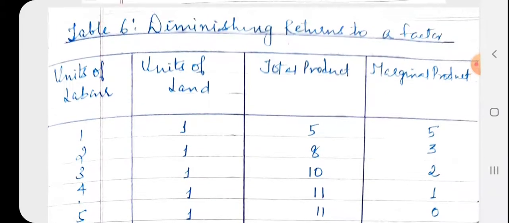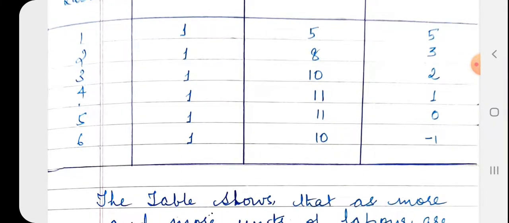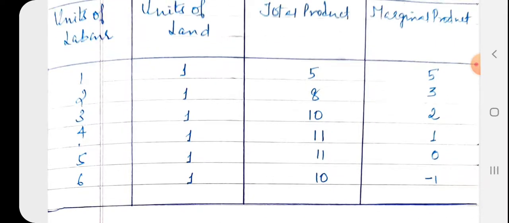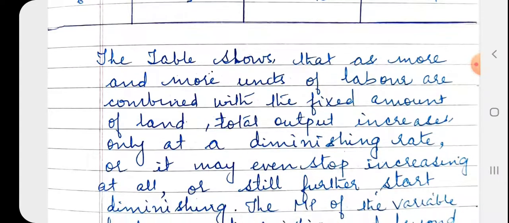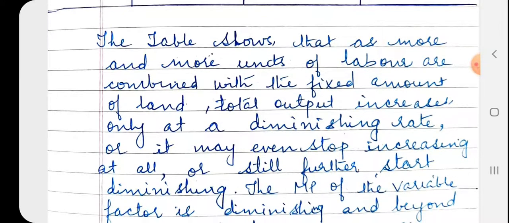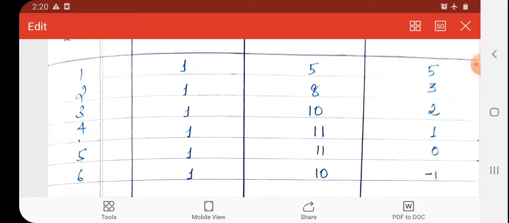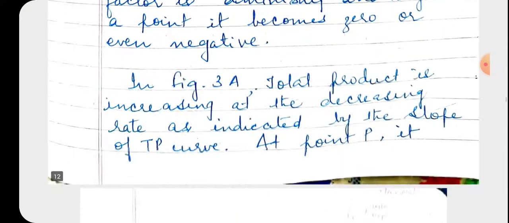You see total production is increasing, 5, 8, 10, but it is increasing at a decreasing rate. How you can come to know: marginal production is 5, 3, 2, 1. 5 plus 3, 8, 8 plus 2, 10, 2 plus 1, 11, 11 plus 0, 11, minus 1 is 10, likewise. So you can see that this table shows that when more and more units of variable factor are combined with the fixed factor, the total production is increasing at a declining rate.